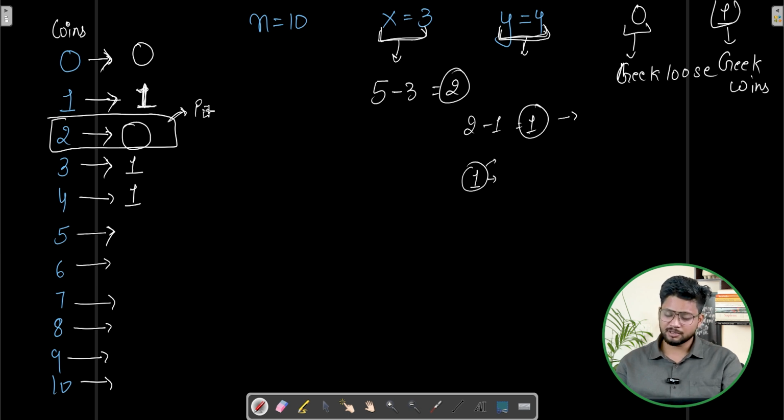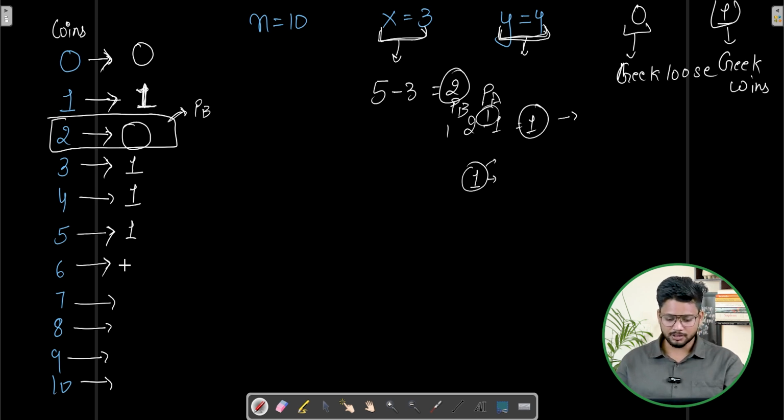But if player B loses, who is going to win? Player A is going to win. So in this case, if they have 2 coins, player B will take 1 coin and player A will take the last coin and be the winner. If you can't understand this part, you will understand it in the next iteration.